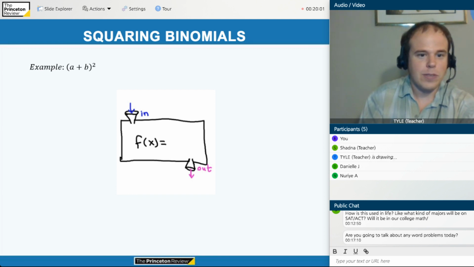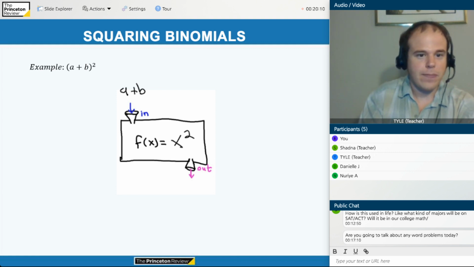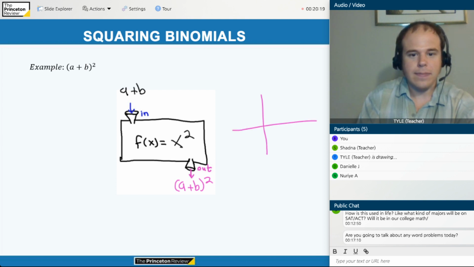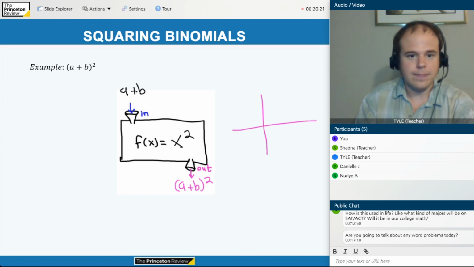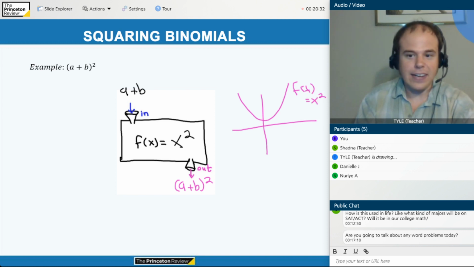I'm putting in a plus b, and what I'm doing is I'm squaring it. So f of x equals x squared. All right, and the output, when I square my input, I get a plus b squared. That's what's happening. But is this function linear? f of x equals x squared? No, it sure isn't. That looks something like this. That's not a linear function.